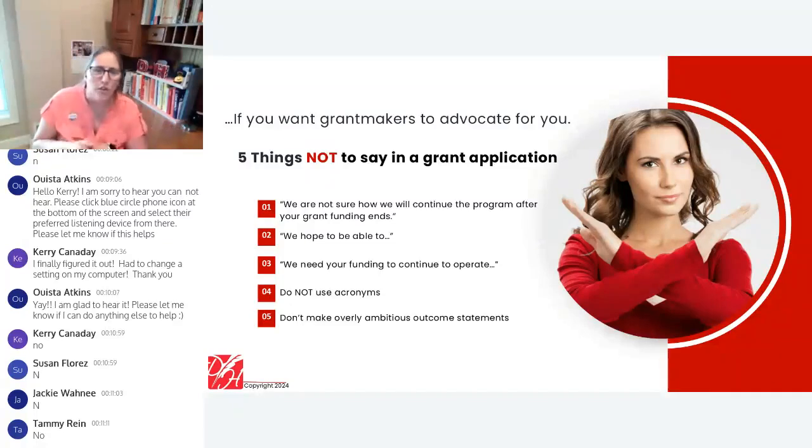These are things that don't move you into the automatic no column for a reviewer, but what they do is they start to make the reviewer question the overall application. Sometimes it might distract them in their reading, it might slow them down, it might make them ask some extra questions, and so they will be less likely to advocate for you. Let me explain what each of these means.